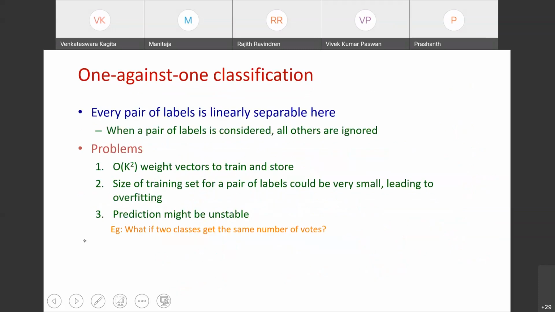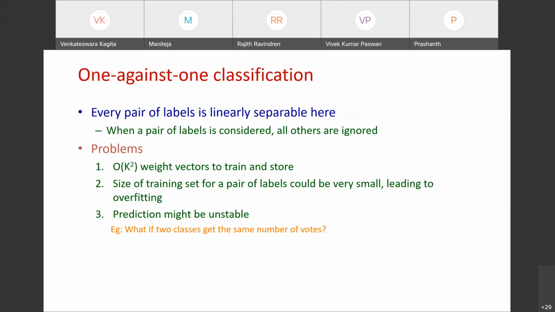So the assumption is every pair of labels is linearly separable here. And when a pair of labels is considered, all the others are ignored. It means you are not considering the whole training set at the time of training. For training one classifier, you're only considering a subset of the training set. Because this subset may be small, it may lead to an overfitting problem. And the prediction might be unstable sometimes. For example, what if two classes get the same number of votes? Then you have to use some tie-breaking rules.